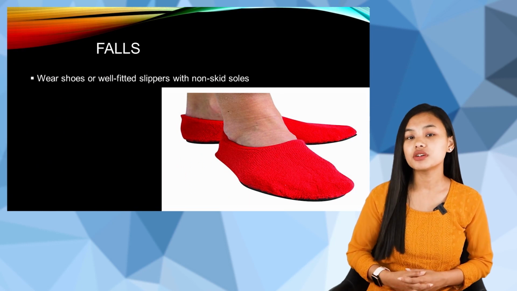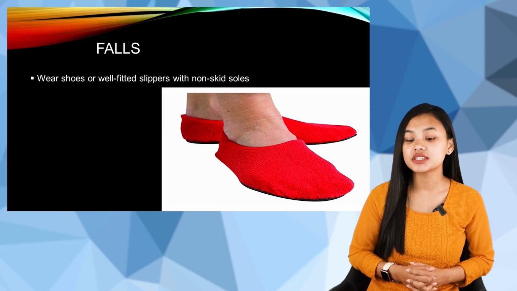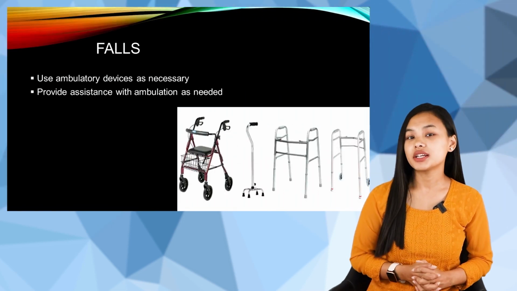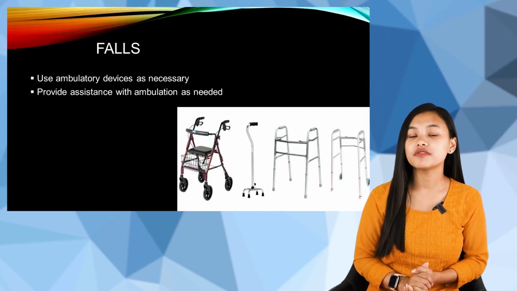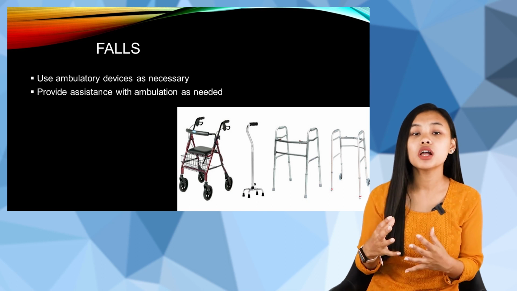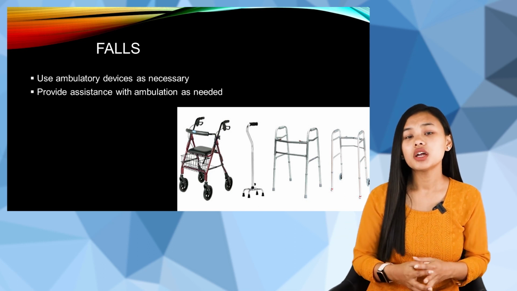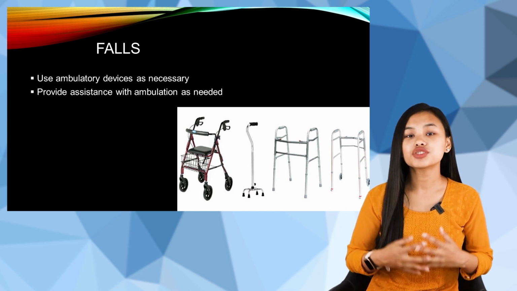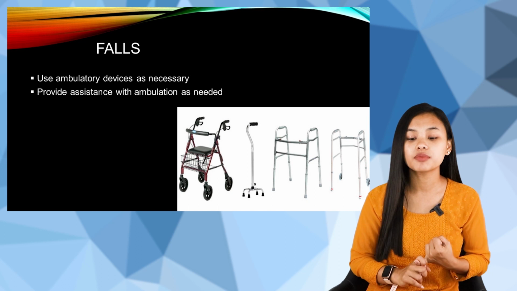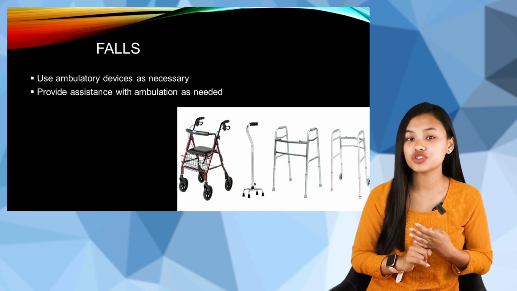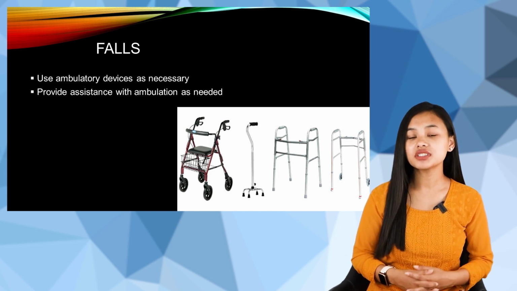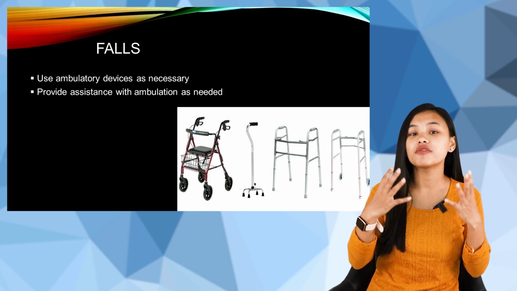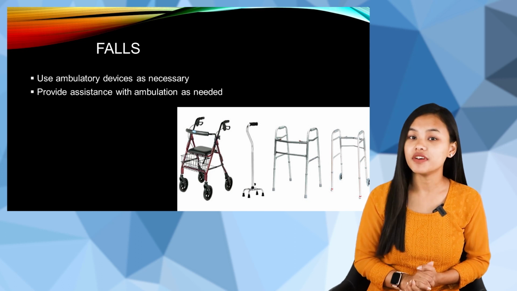We should also make sure that clients wear shoes or well-fitted slippers with non-skid soles. And if you encounter a client who requires ambulatory devices in order to walk from one place to another, then we can provide them with these devices as required. You can provide a wheelchair, a walker, a cane, crutches, as well as braces. Depending on the condition and what they need to use, we can provide them with these ambulatory devices.